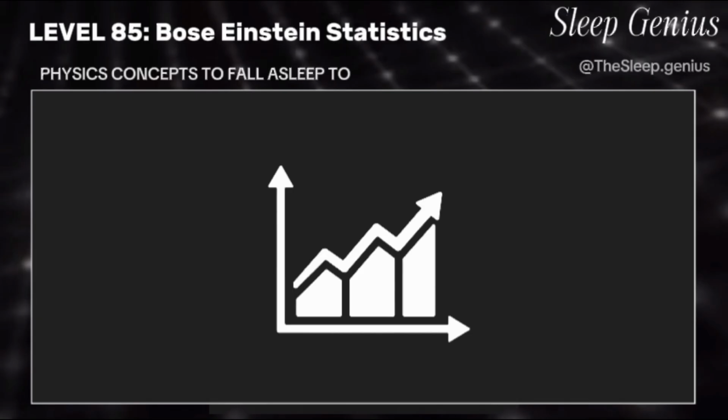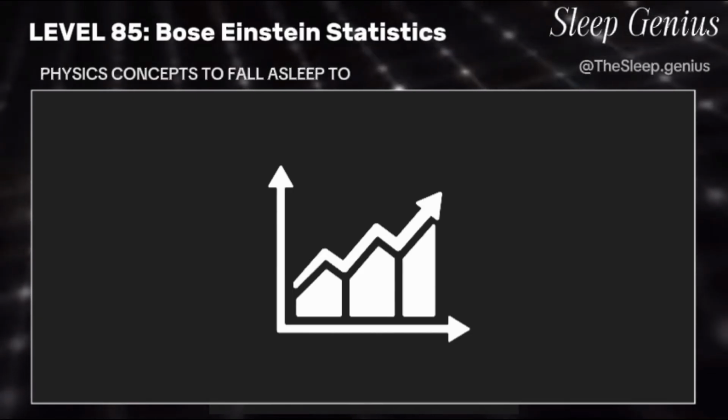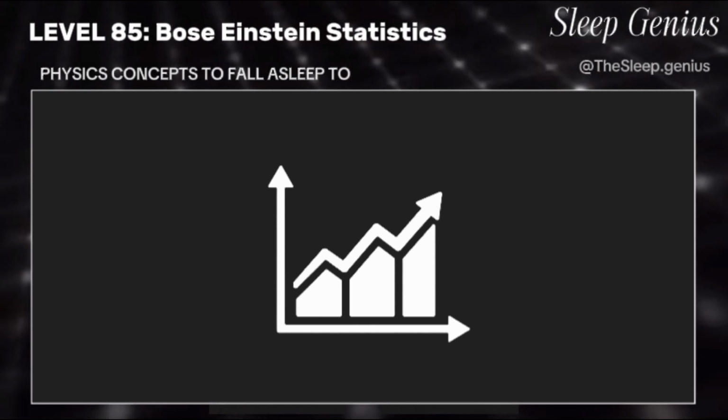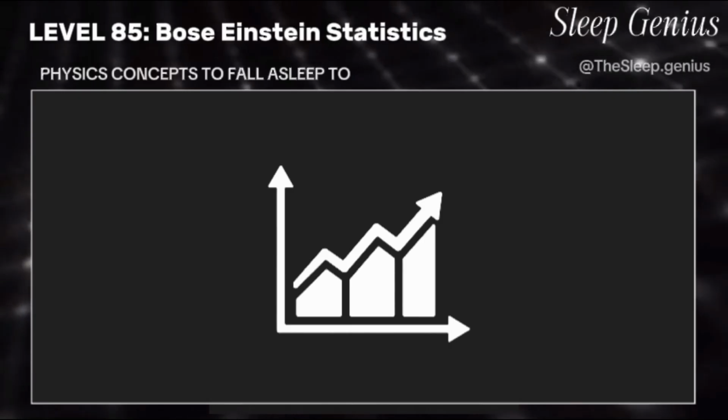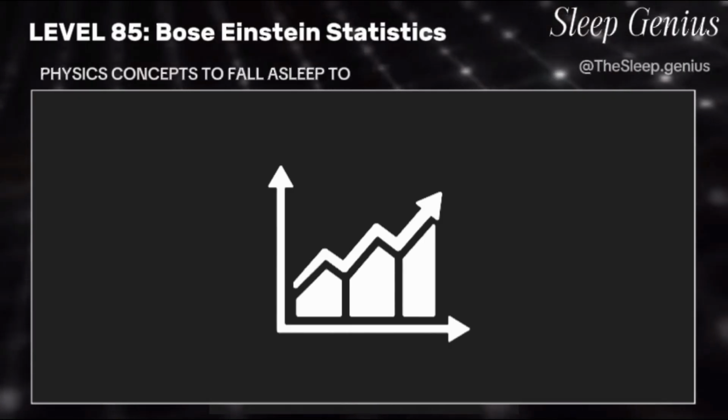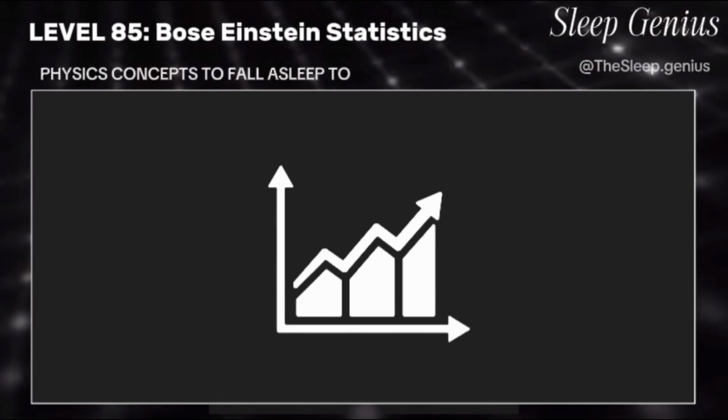Bose-Einstein statistics describes the behavior of particles called bosons. These particles can occupy the same energy state, unlike ordinary particles called fermions. The idea applies mainly to very small particles at extremely low temperatures. It departs from classical physics where particles are treated as distinct and separate.